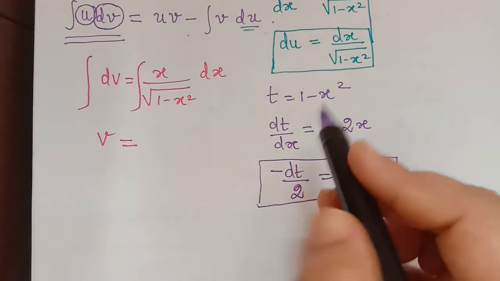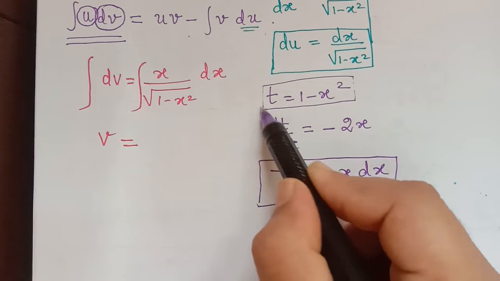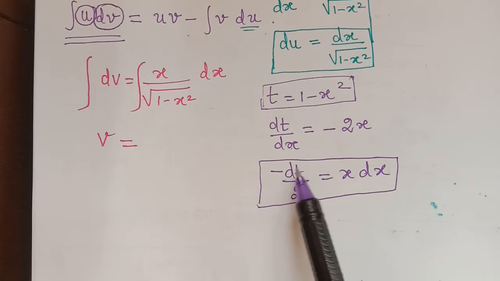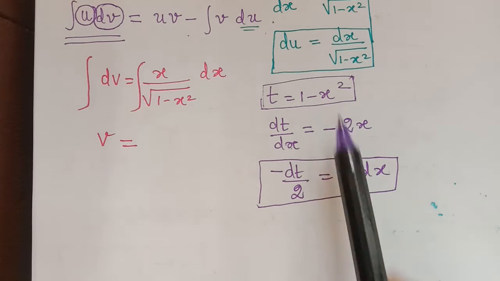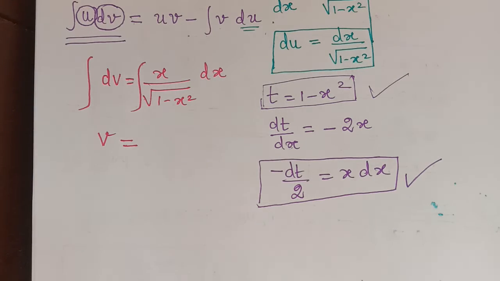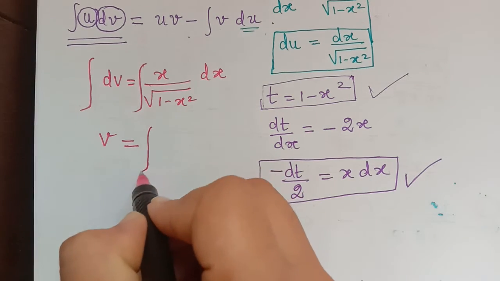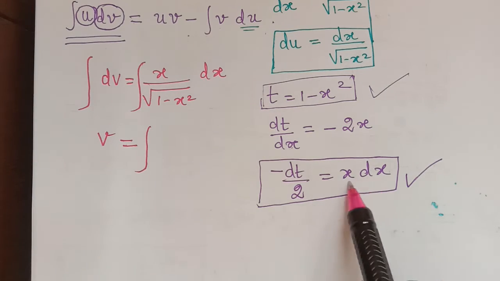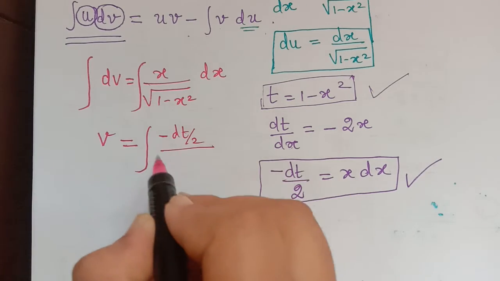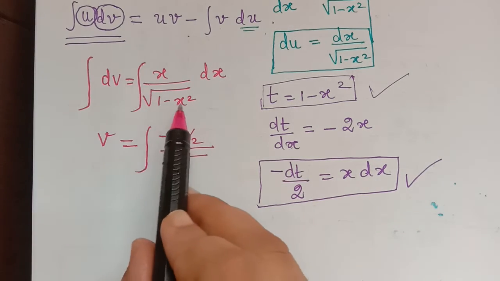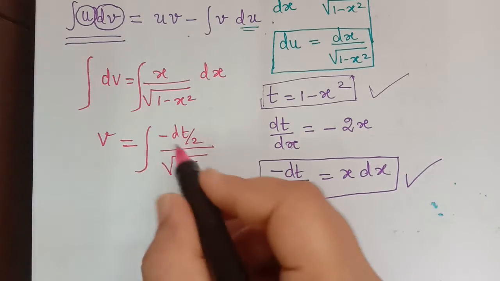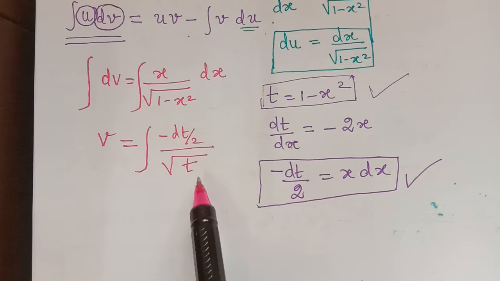So we gave the substitution t as 1 minus x square, and we have obtained x dx as minus dt by 2. So let us make these two substitutions in our integral here. So this will be equal to integral. Now this x dx has to be rewritten as minus dt by 2 divided by square root of this 1 minus x squared. We will be rewriting it as t. So we have t.